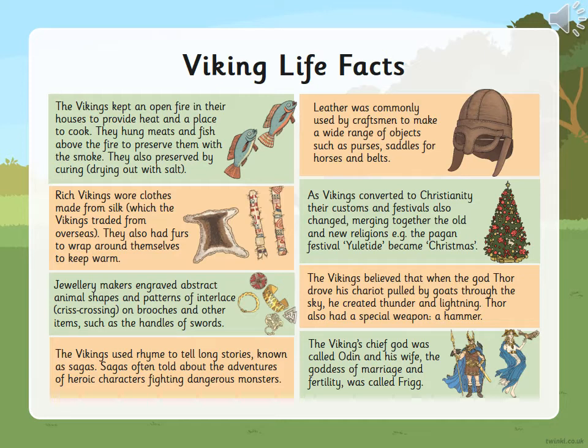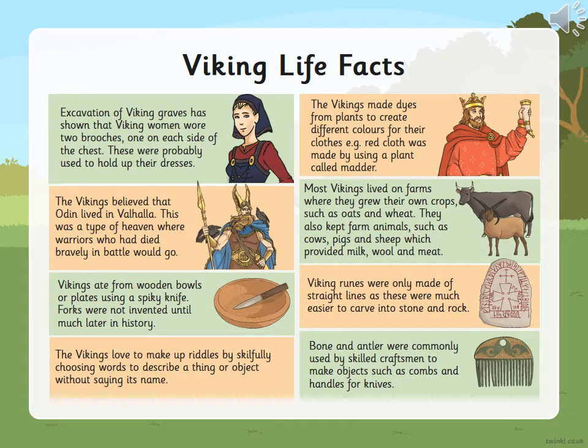Thor also had a special weapon, a hammer. The Viking chief god was called Odin, and his wife, the goddess of marriage and fertility, was called Frigg. Excavation of Viking graves has shown that Viking women wore two brooches, one on each side of their chest. These were probably to hold up their dresses. The Vikings believed that Odin lived in Valhalla. This was a type of heaven where warriors who had died bravely in battle would go.